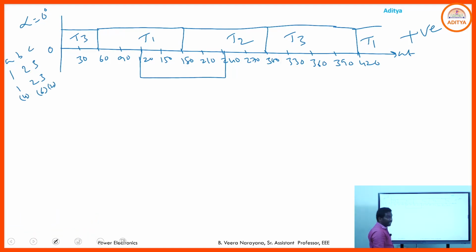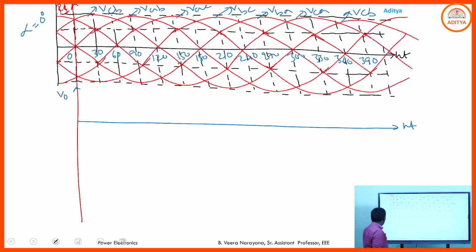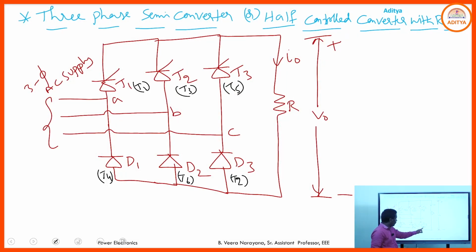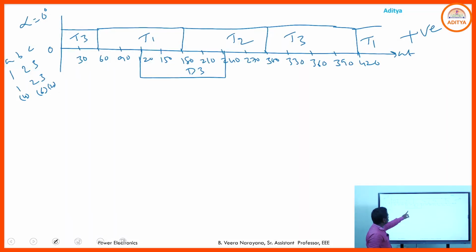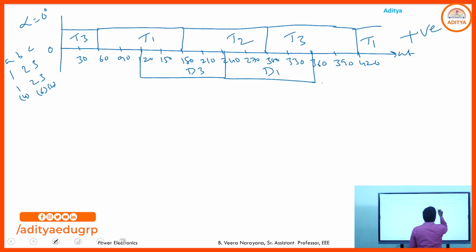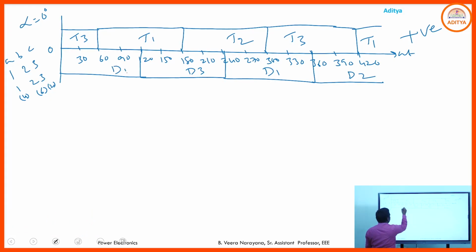Instead of T2, what do you have here? D3. See in the circuit, actually T2 is present here. Instead of T2, in the semi-converter you have D3. Very, very important, so you mention that D3 here. From 240 to 360. After D3, instead of T4, what do you have here? D1. Next, D2. Before this D3, D1. These are the conducting periods of negative group devices.